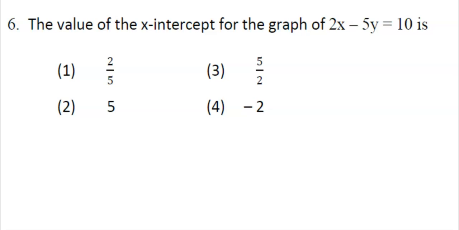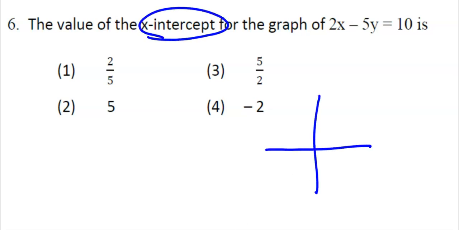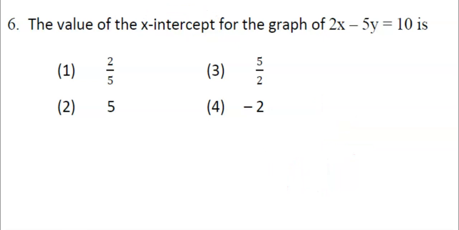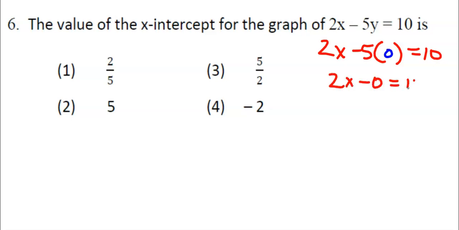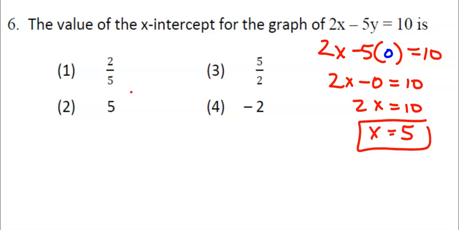Question number 6. The value of the x-intercept for this graph is which number? Well, an x-intercept is a part of the line that touches the x-axis. And every x-intercept has the same number in the y position, a 0. Since intercepts always have a 0 in them, then I can find the x-intercept by replacing the other letter, in this case y, with a 0. So 2x minus 0 equals 10. 2x equals 10, which means that the x-intercept is 5.